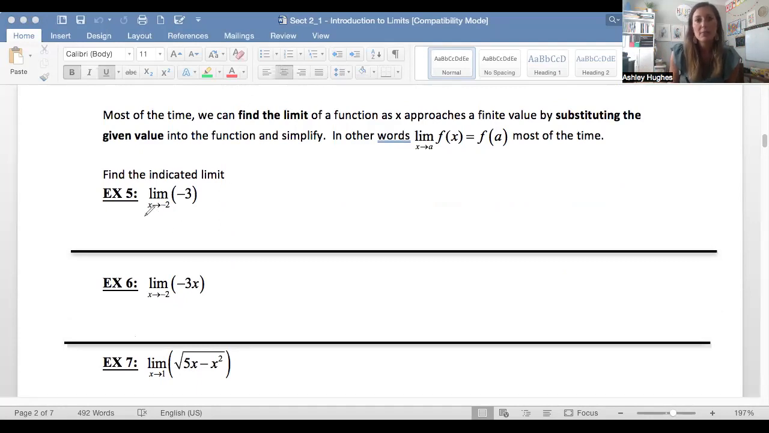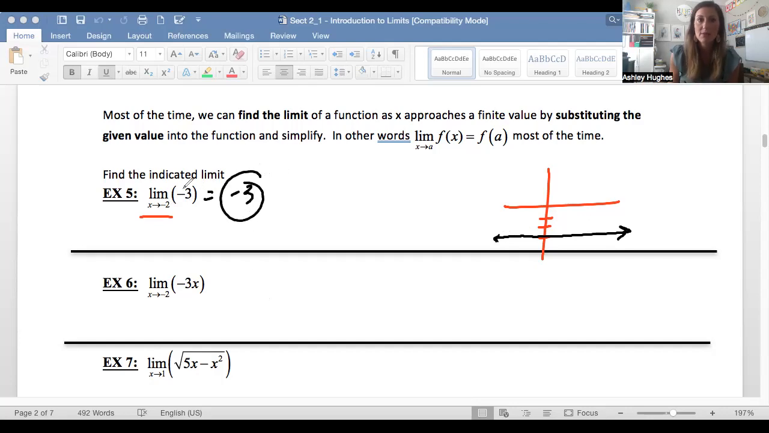So this says, what is the limit as x goes close to -2 of the function -3? I'm going to graph it for you just so you can understand what's going on. Y equals -3 is just a horizontal line at -3. So no matter what x value you are at, what is the y value always? -3. There's no x value to plug in here. So no matter where you are, you're always at -3 because this is a constant value.